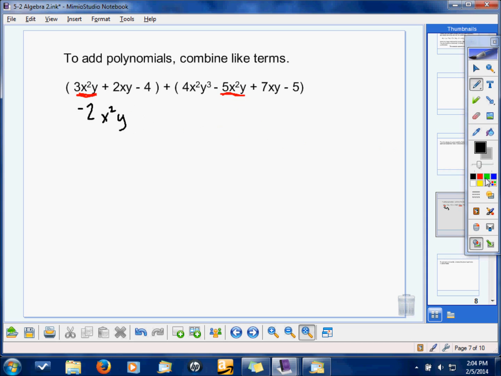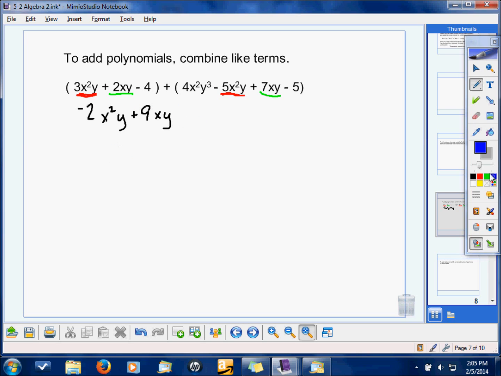Then we can check out the next one. Is there any like terms with 2xy? Sure. Which one? 7xy. You're checking for the same variables, same exponents. So we're putting together positive 2 and positive 7. So positive 2 and positive 7 gives what? Positive 9xy. Now notice when you're combining like terms, don't forget the exponents don't change when you combine like terms. Okay?